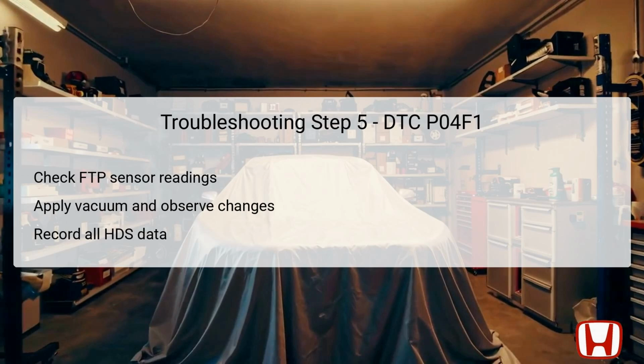After noting the static reading, apply a small vacuum of around 1.3 kPa, 0.4 inch Hg, and observe whether the sensor's values change accordingly. It is essential to ensure that the applied vacuum does not exceed the specified limits, as this could damage the sensor. If there is a noticeable change in the readings, the sensor is functioning correctly, and you can proceed to the next step. If there is no change, then replacing the FTP sensor is required to restore proper operation.